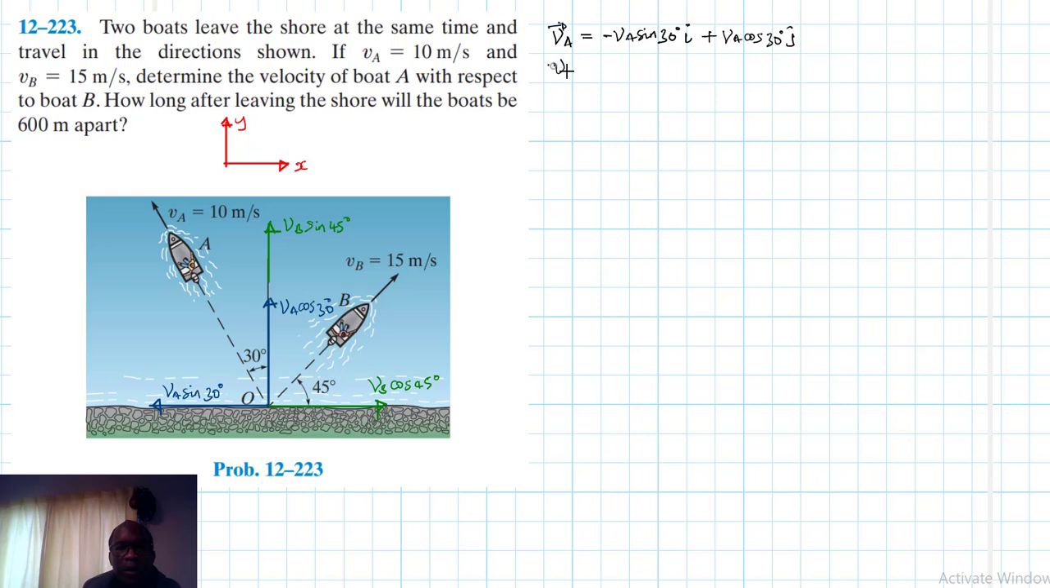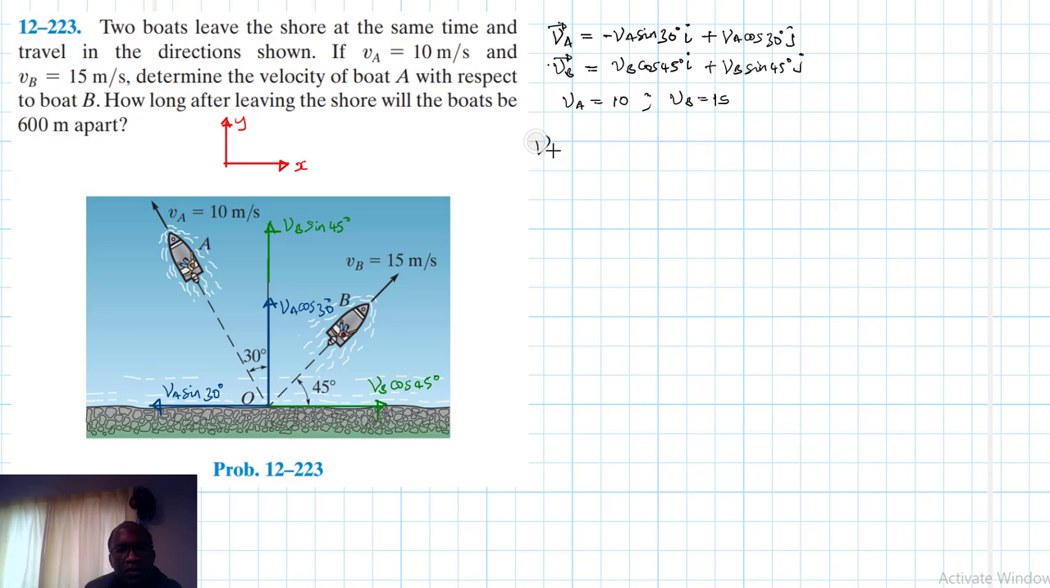Okay, then VB is going to be equal to VB cos 45 i plus VB sin 45 j. So we have VA equal to 10 meters per second, and VB equal to 15 meters per second. They're asking us to determine the velocity of the boat A with respect to B. So B becomes our frame of reference.